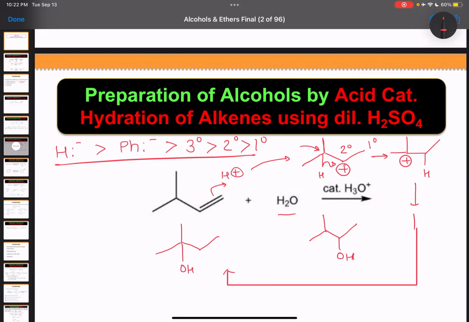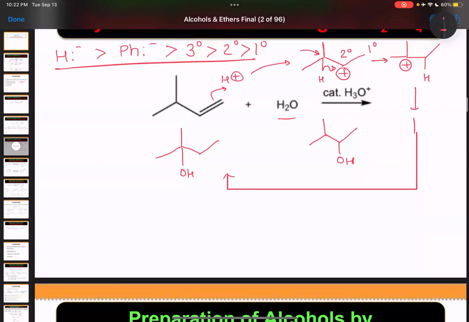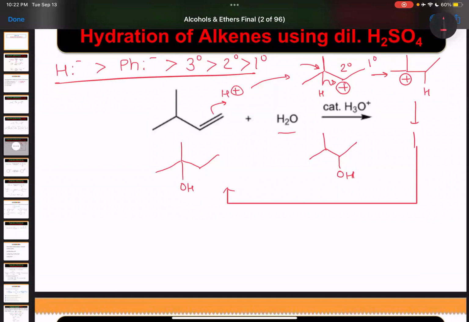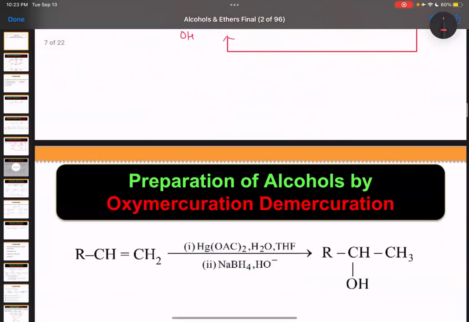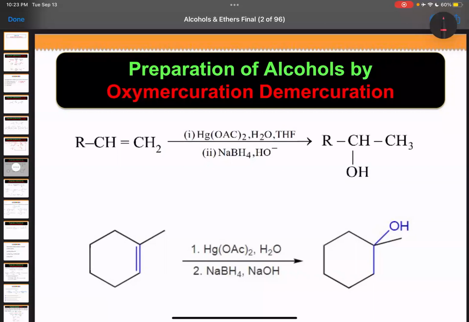So this is going to be the answer. The acid catalyzed hydration of alkenes using dilute H2SO4 follows Markovnikov addition, but you should be careful of the rearrangement of carbocation. Is it clear? Yes, sir. There are other methods also. This is oxymercuration demercuration. In short, I call it OMDM.